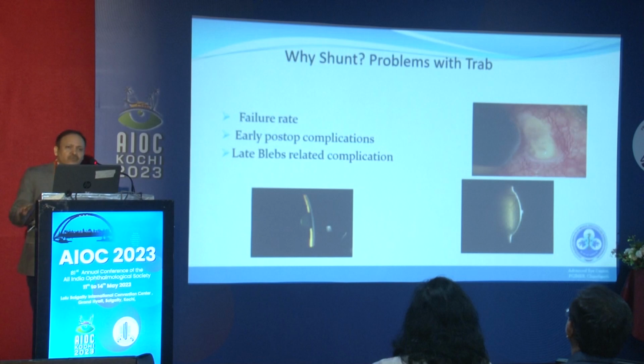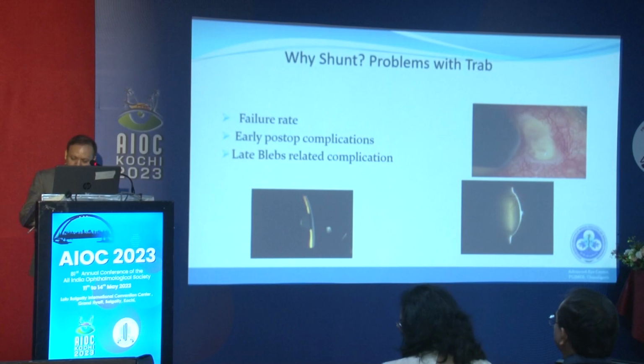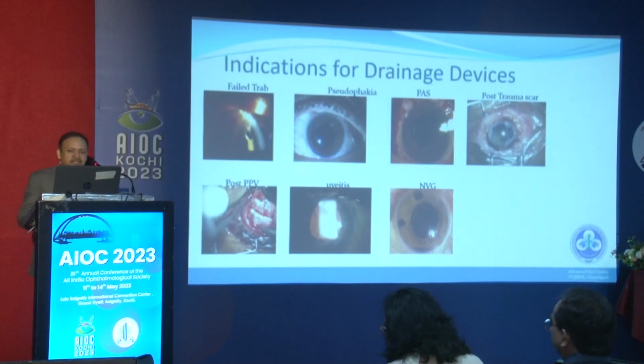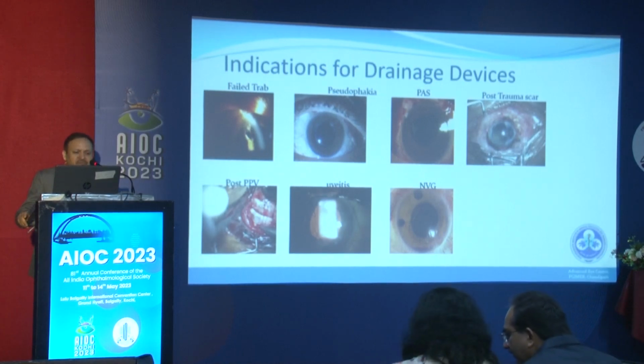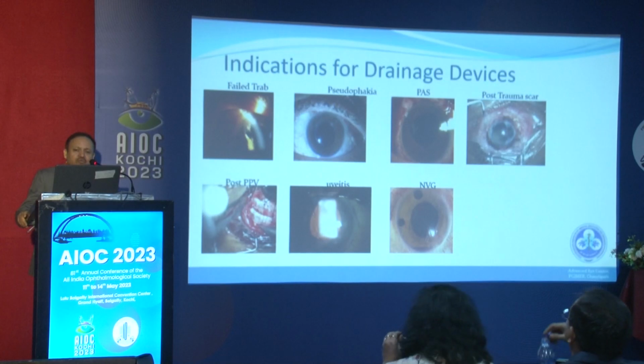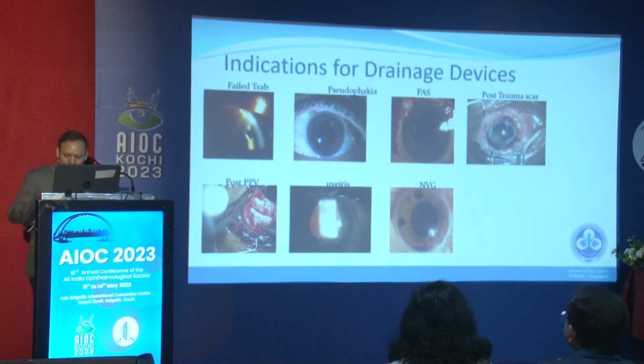Why shunt? What is the problem with trab? There are a lot of early and late post-operative complications associated with trab, like infections, choroidals, or shallow AC and complications of shallow AC. So for drainage devices, there is a wide range of indications like failed trab, aphakia, pseudophakia, PAS, post-trauma scar, post-PPV, uveitic glaucoma or neovascular glaucoma.